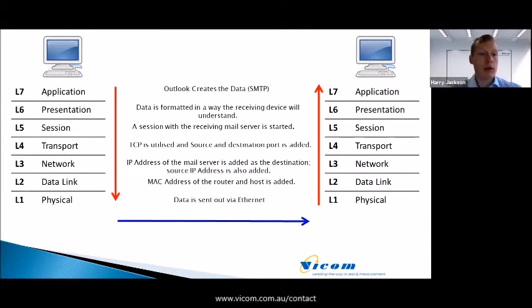Next, the packets of information will start to move further down the stack into the session layer, where a session with a receiving mail server is started. Next, we're going to move into the transport layer, and this is where TCP is utilized to add source and destination ports to the packets of information.